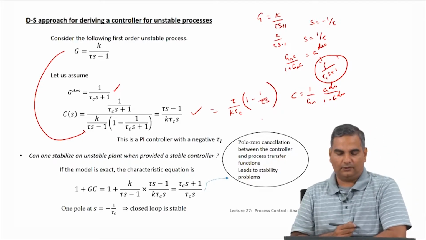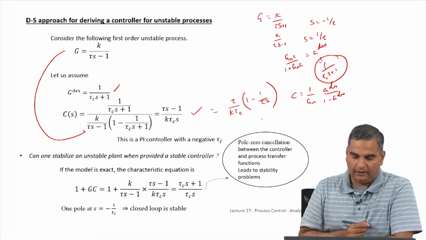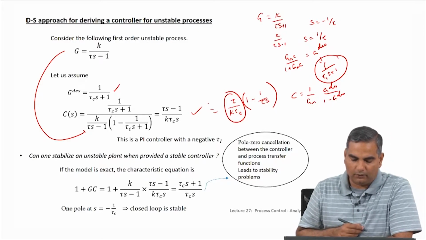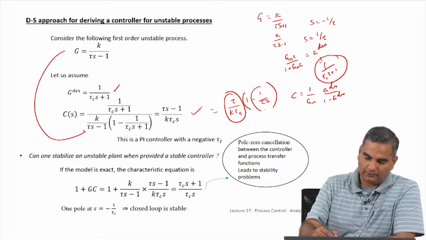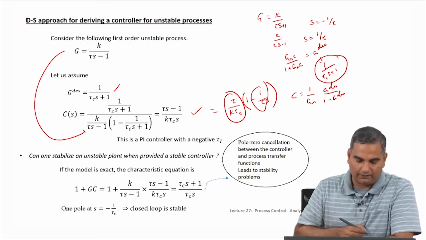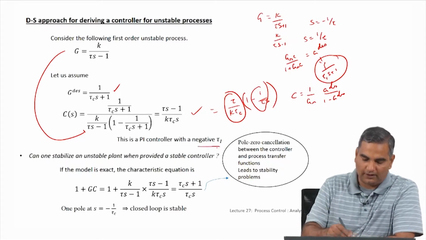So you can write this like this, and now you will notice that this is your PI controller with a gain of tau over k tau c, and the integral parameter in the PI controller is going to be minus tau. So this is going to have a negative tau I.